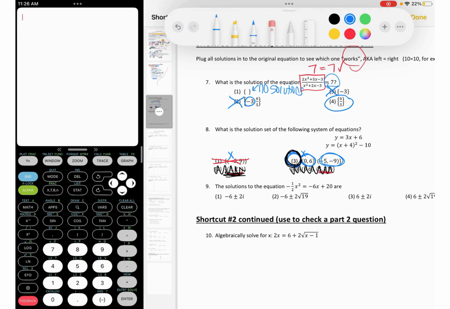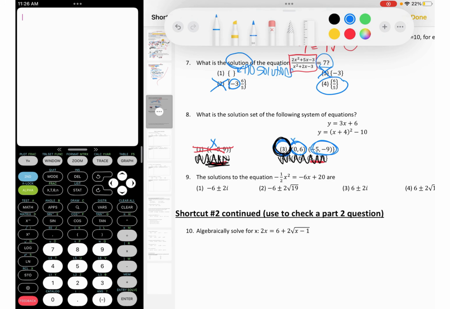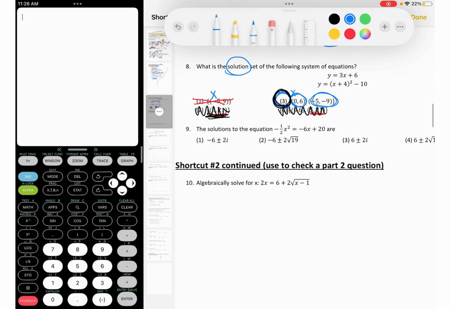Okay. All right, number 9 is kind of a tricky one, but it's, again, that same type of question. See how it's talking about the solution, the solution, the solution. It's giving you possible answers, so you have to plug those answers into your equation, and it's easiest to do with that stow button.